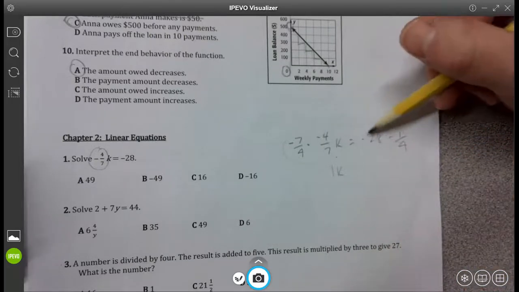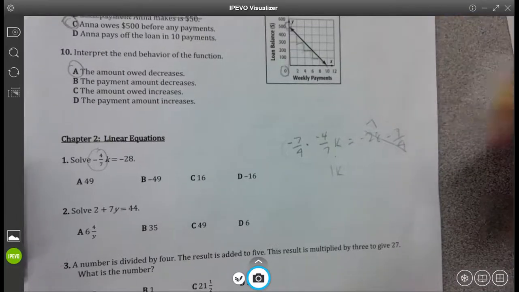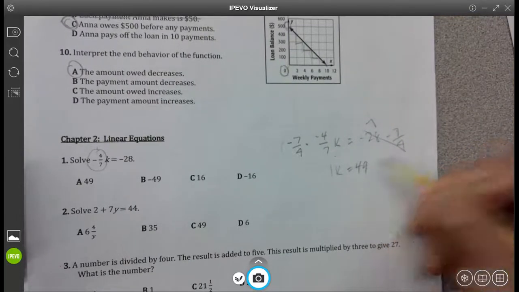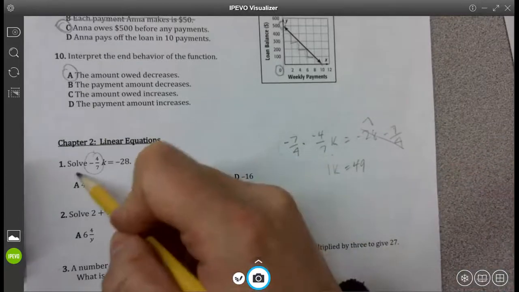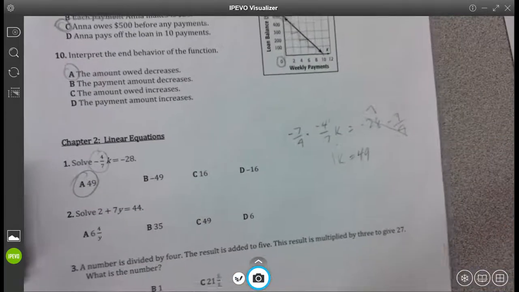Well, 28 divided by 4 is going to be 7. 7 times 7 is 49. The negatives cancel. Yep, A.